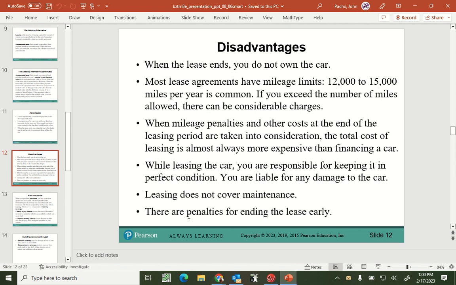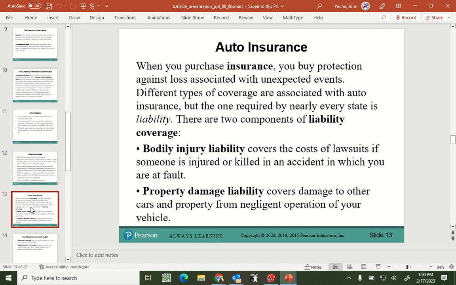Leasing does not cover maintenance. There are penalties for ending the lease early. Right, Tony? But you still have to get insurance on the car? Yes. But if it's a lease, you have to get full coverage. You have to have full coverage all the time.